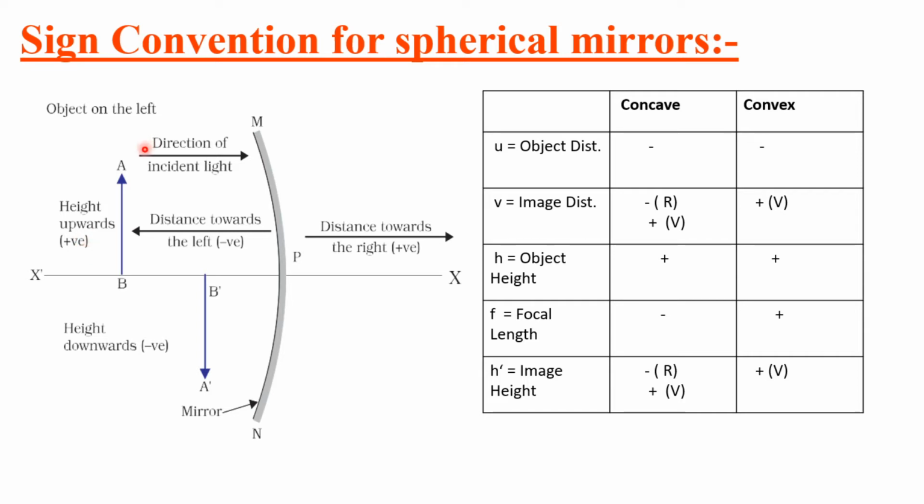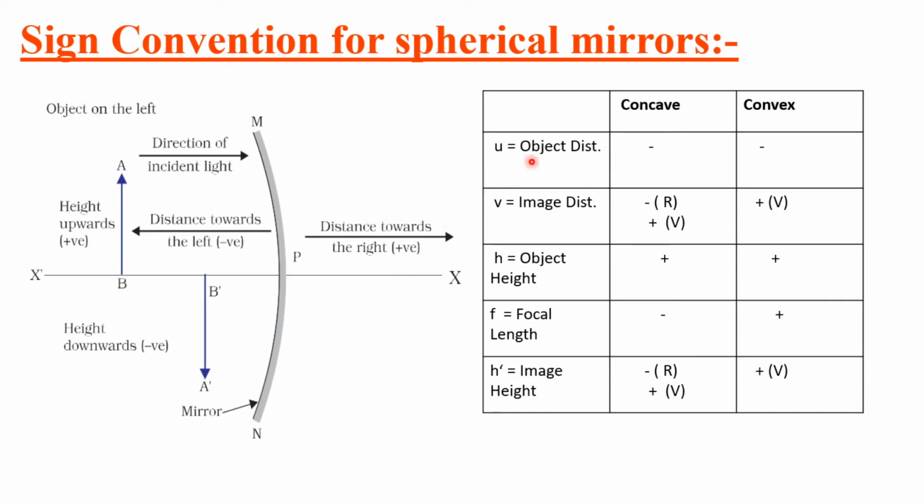The direction of incidence of light will be from left to right. The distance towards the left is taken as negative. So the object is placed over here. The distance from the object to the mirror is U, so the object distance will always be negative. The distance towards the right is taken as positive.